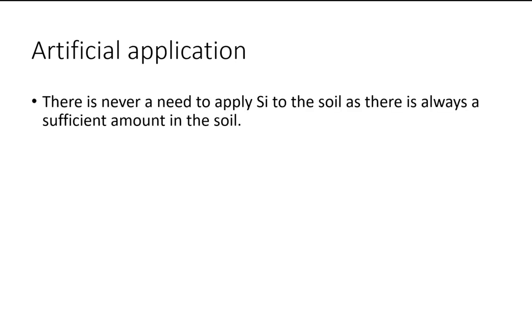Artificial application. There is never a need to do it because there's always enough silicon in the soil. Remember, it's in sand, it's in clay, it's in silt, it's in all minerals that you find. Silicon is most available in acid soils. As the soil becomes a little bit more acidic, you will find it more available. Therefore, silicon is one of these unique materials. It may be problematic, but you will never have to worry about applying more of it. If you're going to apply more of it, you could simply apply sand.